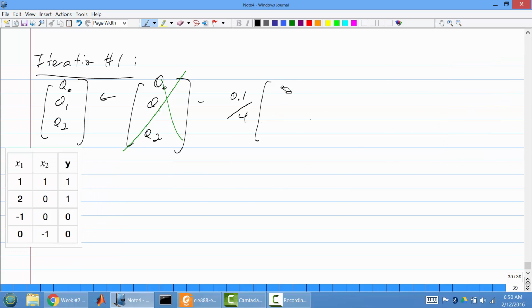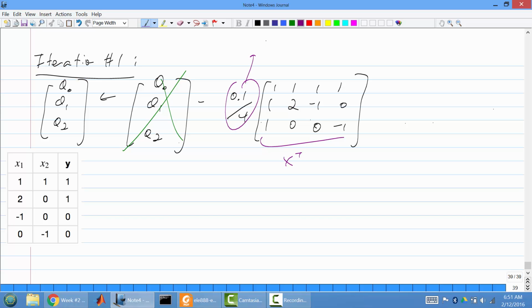So remember to prepend the column of ones. So we have 1, 1, 1, 1, and then 1, 1, 1, 1, 1, 2, minus 1, 0, 1, 0, 0, minus 1. Okay, so this is x transpose. This guy is alpha over m. This guy is theta.